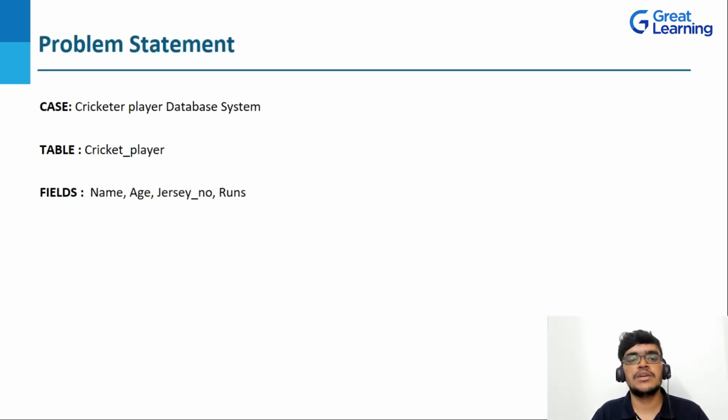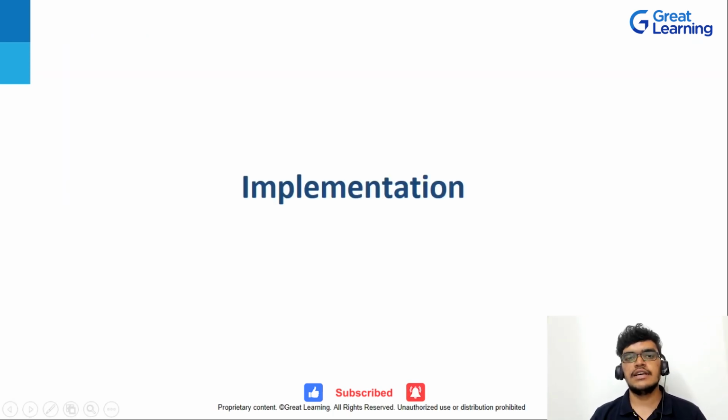In this problem statement, let's take a case. If I want to create a database of cricket players, I can create a database, right? And then after that, let's create a table cricket player. The fields are nothing but columns, right? In this problem statement, I will take the fields as name, age, jersey number, and runs. Whatever SQL statements I've given you the idea of, we will implement them. So now let's see the implementation.